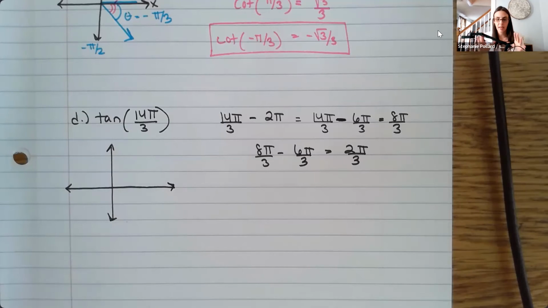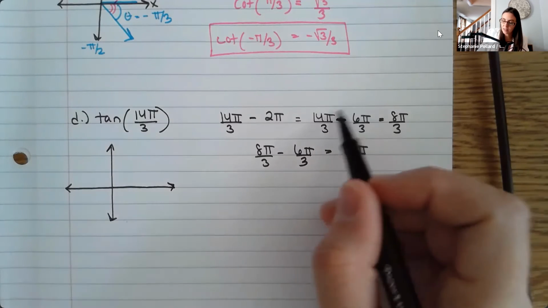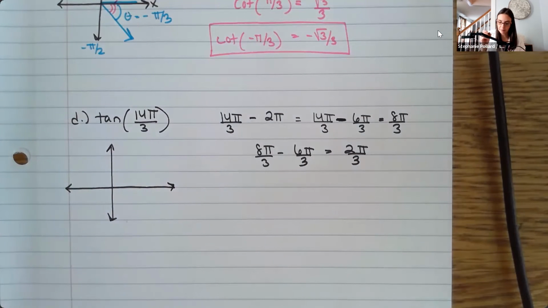So I don't have to worry about positive or negative. It's actually the same exact terminal side. I'm just not going around the circle 2 extra times. That's what this is doing here. By subtracting those out, we don't have to go around the circle the extra time.